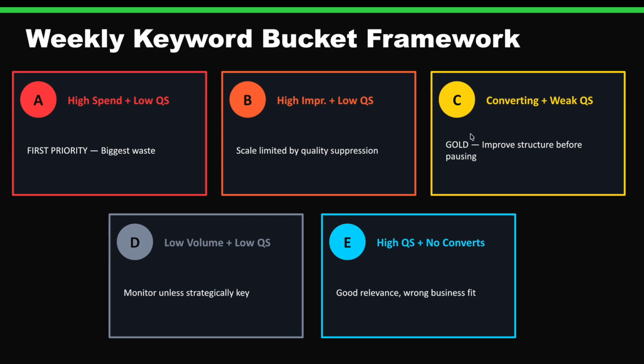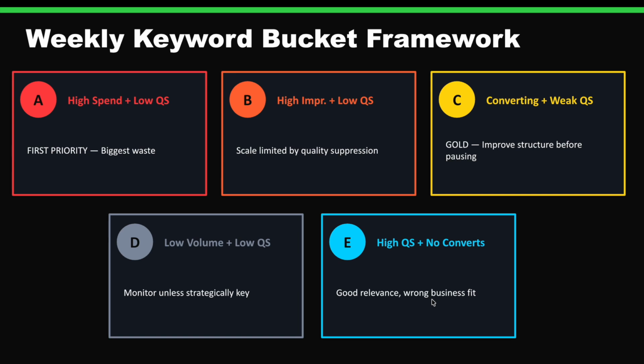Okay. Bucket C is converting. The most exciting one, converting keywords with weak quality score. So do not pause them quickly. These are already making money. So if you fix the structure and messaging, they will make even more money at a lower cost. And bucket D is low volume and low quality score. Not urgent priority. Monitor unless they matter strategically.